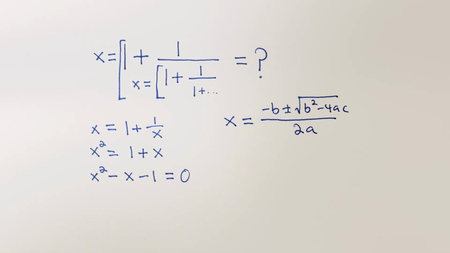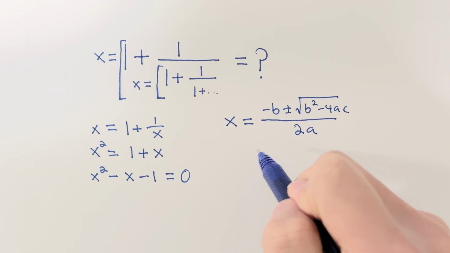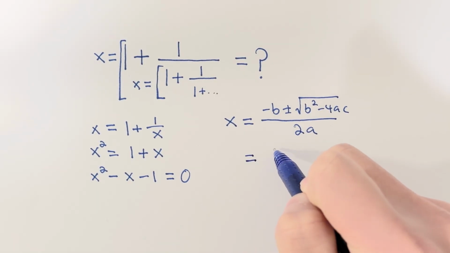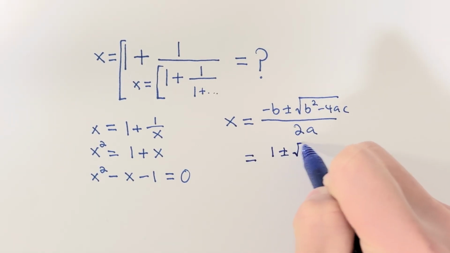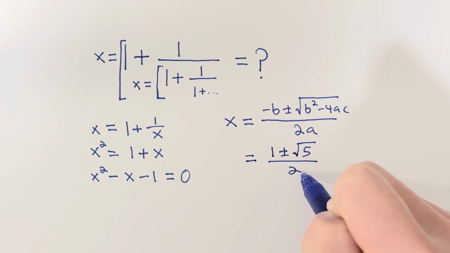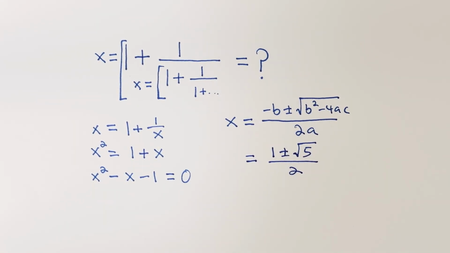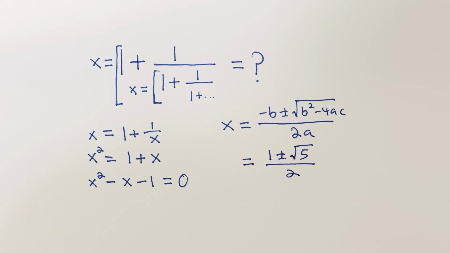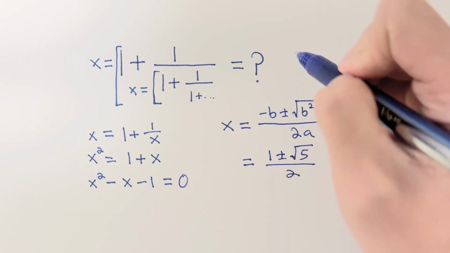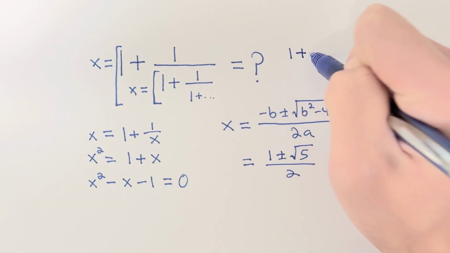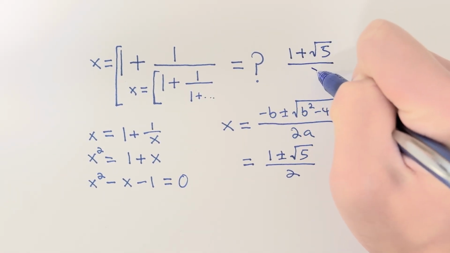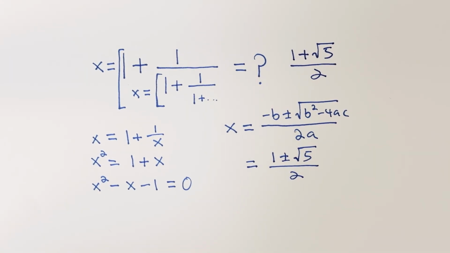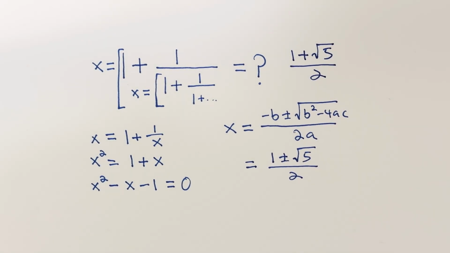Plugging in our numbers, a equals 1, b equals negative 1, c equals negative 1, we get that x is equal to 1 plus or minus the square root of 5, divided by 2. Since our original problem is all positive additions, the result must be positive. So we just take the plus version. So this will equal 1 plus the square root of 5 over 2. This number is approximately 1.618. You might know it as phi, the golden ratio.